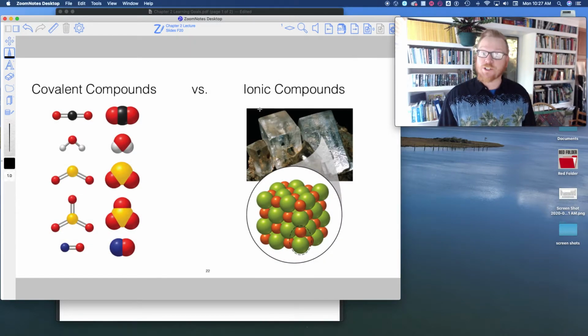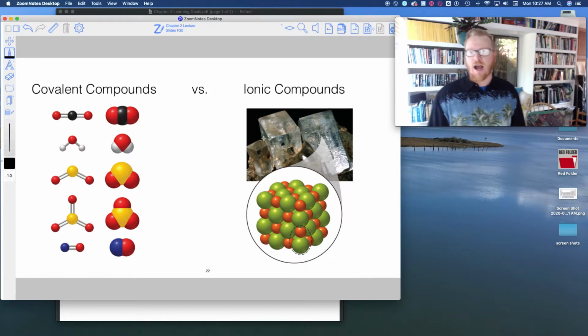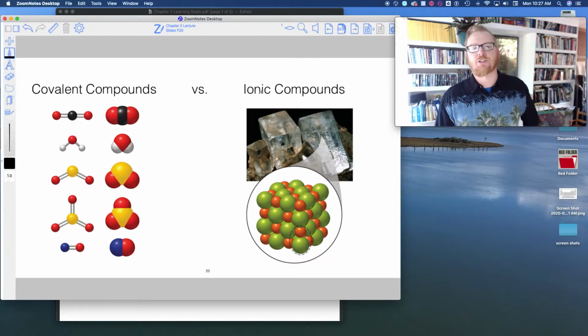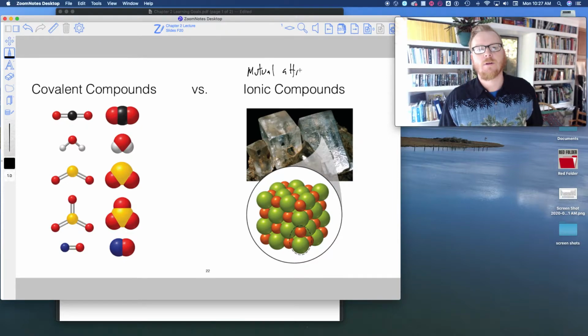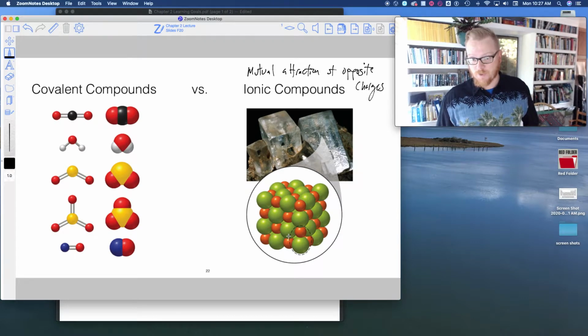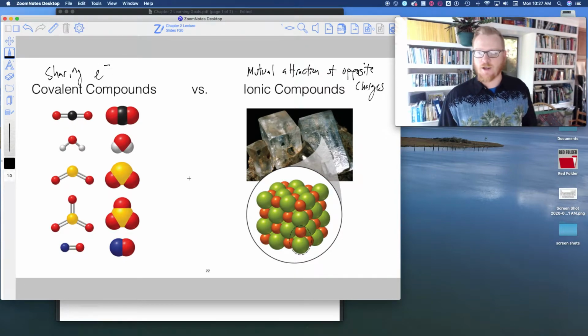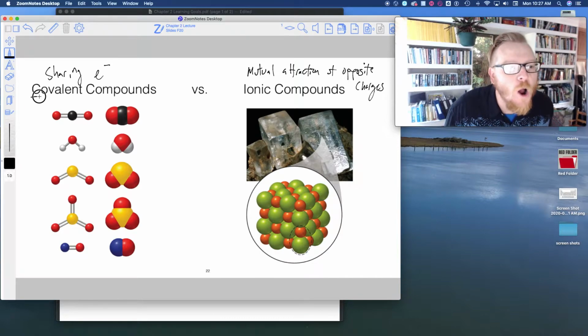So what we just described was ionic compounds. Compounds that form because of the mutual attraction between opposite charges. So we'll say mutual attraction of opposite charges. Okay? Covalent compounds, on the other hand, form from sharing electrons. Okay? They are covalent.